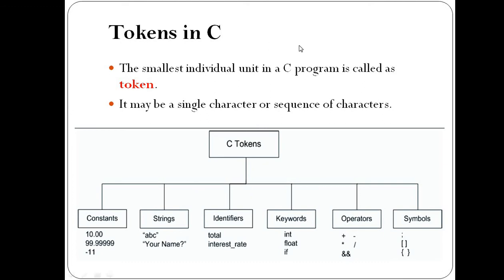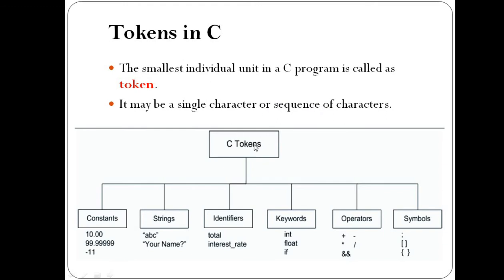So the technical definition of a token is nothing but the smallest individual unit. That unit may be anything. The unit may be a character, a digit, an operator, or a symbol. So that single unit in your program is called a token. It may be a single character or a sequence of characters also. Sometimes a single character can be called a token, or sometimes a sequence of characters can also be called a token.